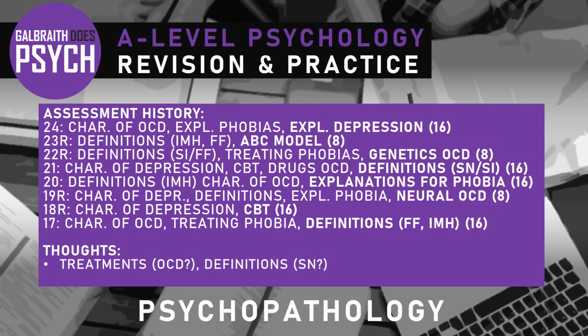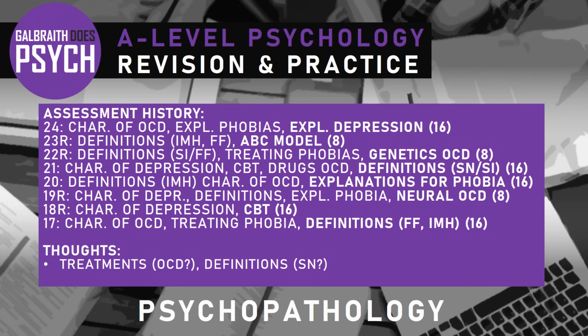Definitions is quite a popular topic. It's quite a big topic, of course, comes up quite regularly. We've had 2 16 markers on it. Potentially, maybe social norms hasn't come up recently. If we look at 2022 and 2023, we had definitions questions, but deviation from social norms wasn't in there, so that would be a possible focus area for me.